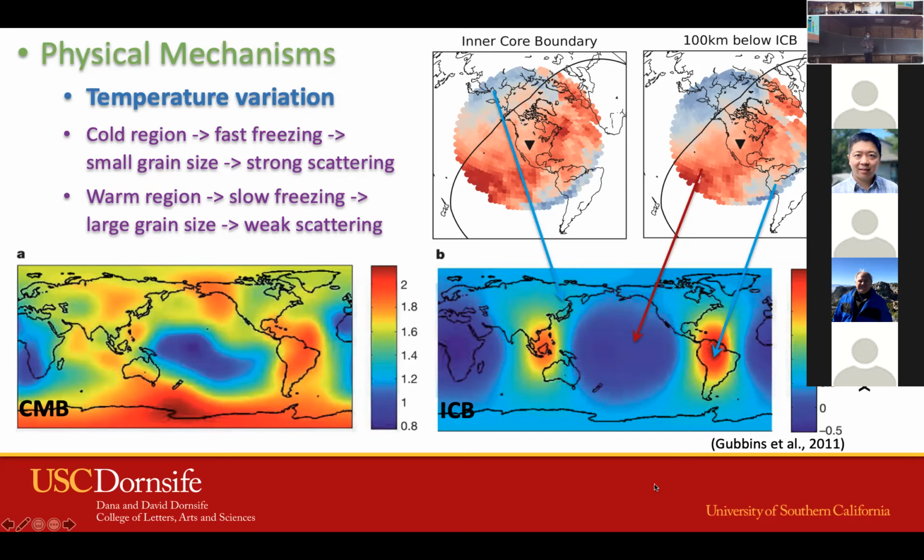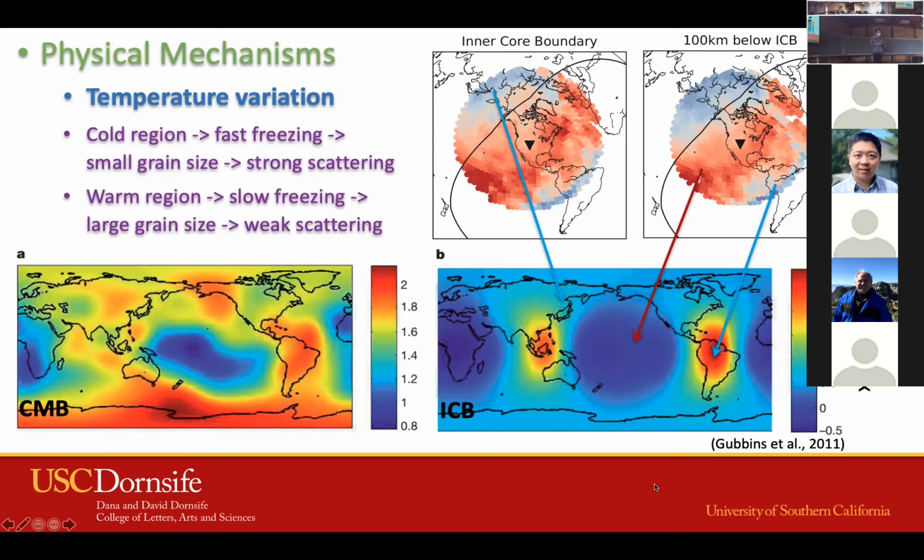So at the same time, this is the heat flux. The heat flux is proportional to the temperature gradient. So high heat flux corresponds to low temperature, and low heat flux is co-located with high temperature. So when we go back, these two strong scattering regions are co-located with the high temperature inner core boundary, and the low scattering region is co-located with the low temperature inner core boundary. And then we propose our physical mechanism is because of the cold region.